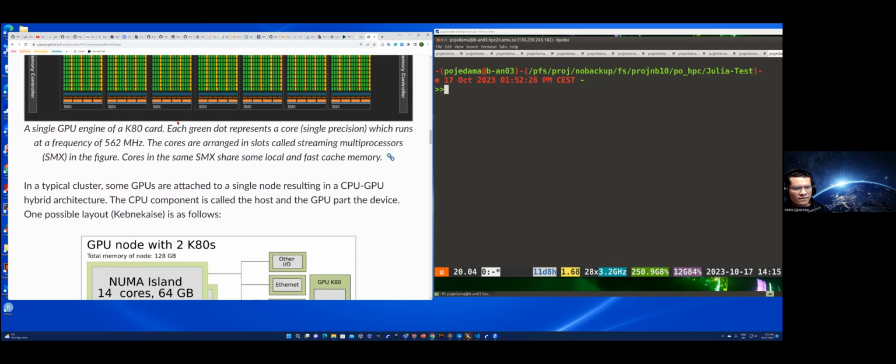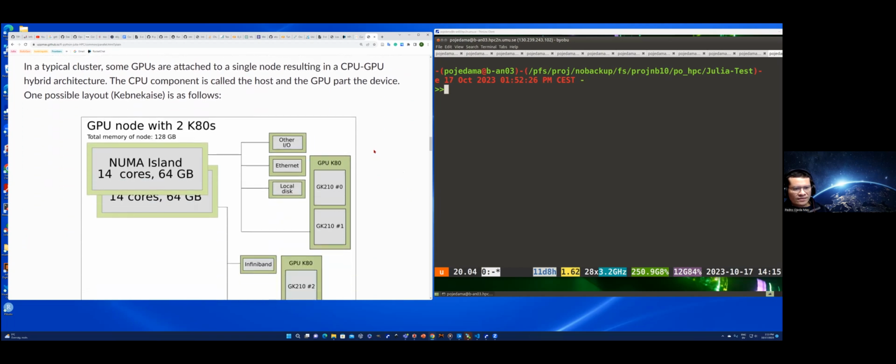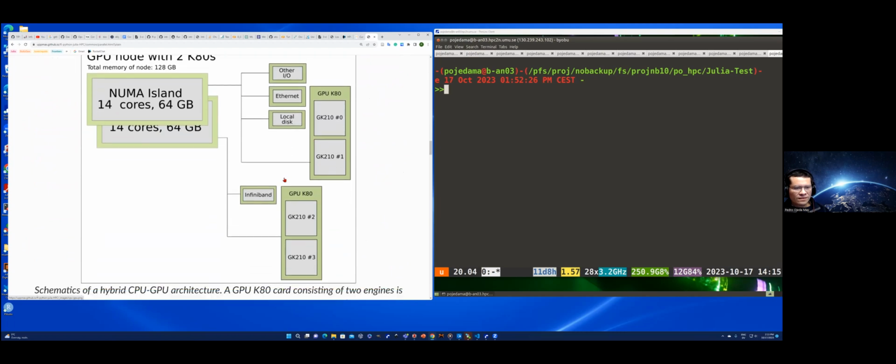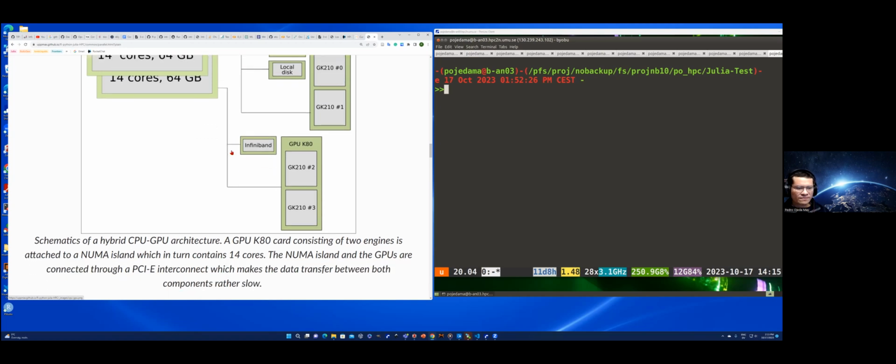This is one GPU card, and on a single node, we can have several cards, right? And they are also connected, and they can share, for instance, the global memory in the node.